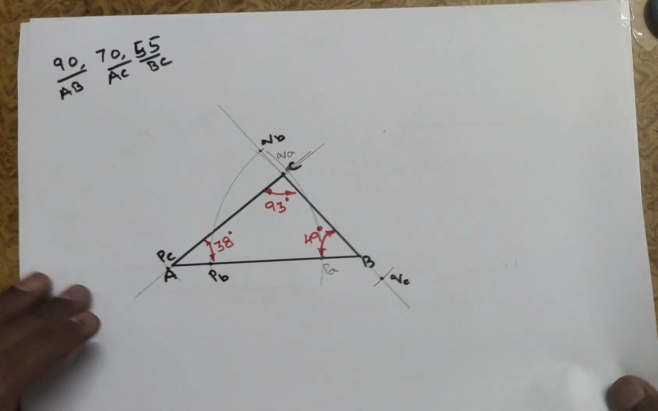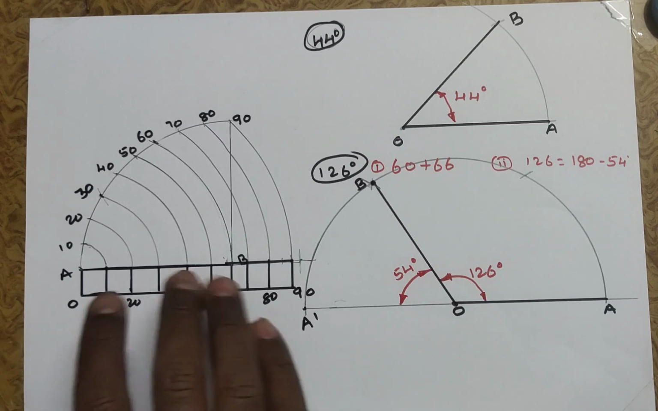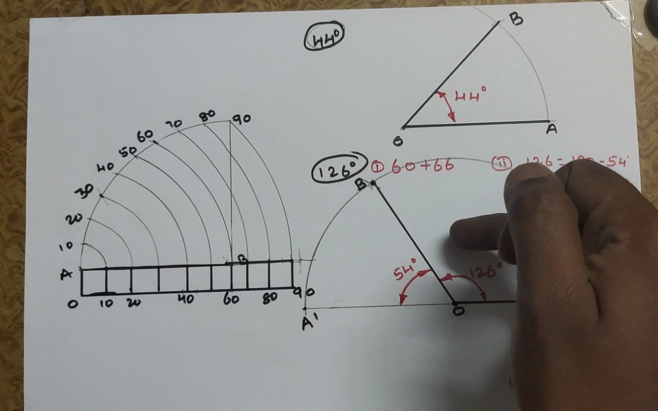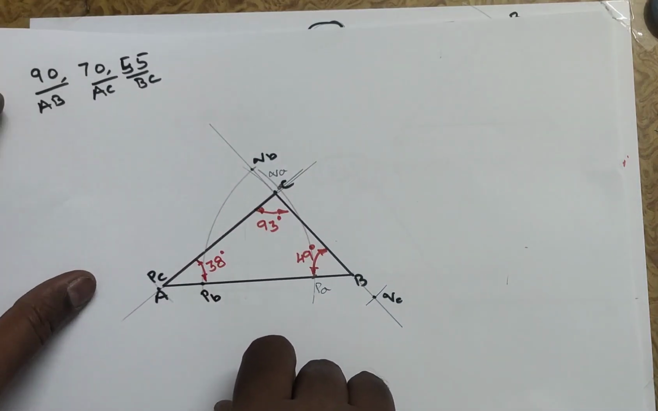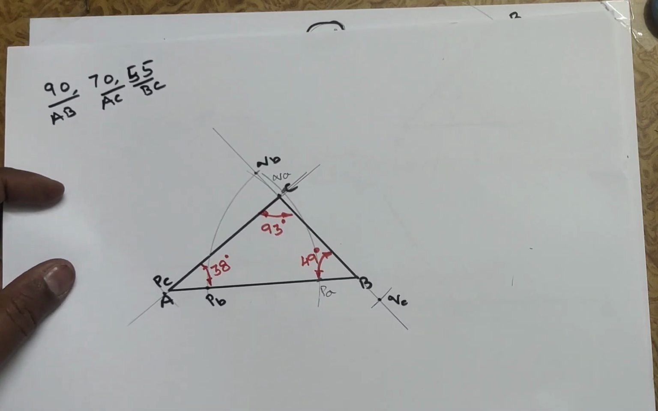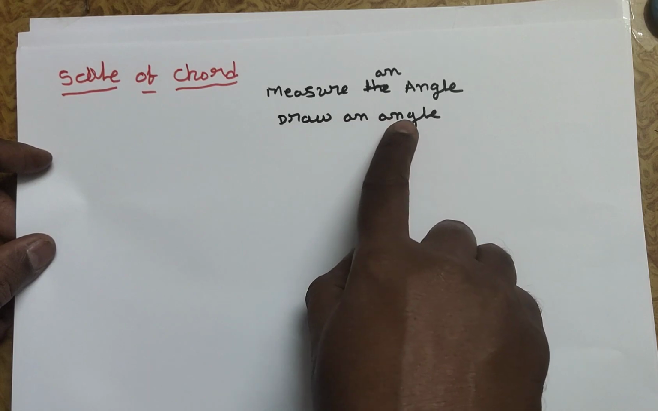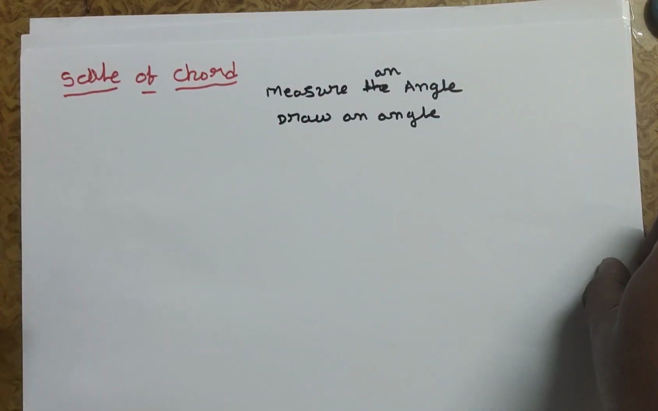Previously I explained how to mark angles with the help of the scale of chord. I did not use any protractor to draw or measure the angles in this case. The scale of chord will be used to draw an angle as well as to measure an angle whenever a protractor is not available.